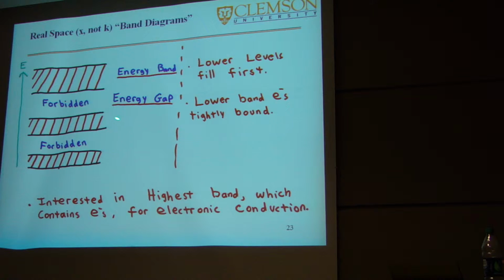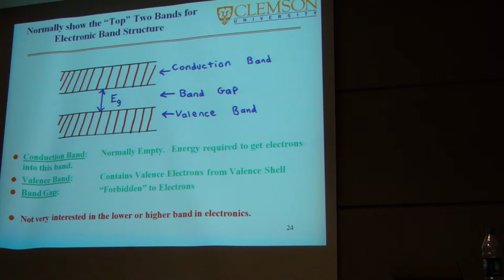We usually only care about the highest band, which could contain electrons, which is relevant to the valence shell of the atom, and the next one. And the reason is this. So this is the way we would represent sort of a real space band diagram. This is the highest band of allowed energies that actually has electrons in it at absolute zero. It's called the valence band because it's due to all the electrons in the valence shell of the atom. There's your forbidden gap, and there's the next possible band of allowed energies.